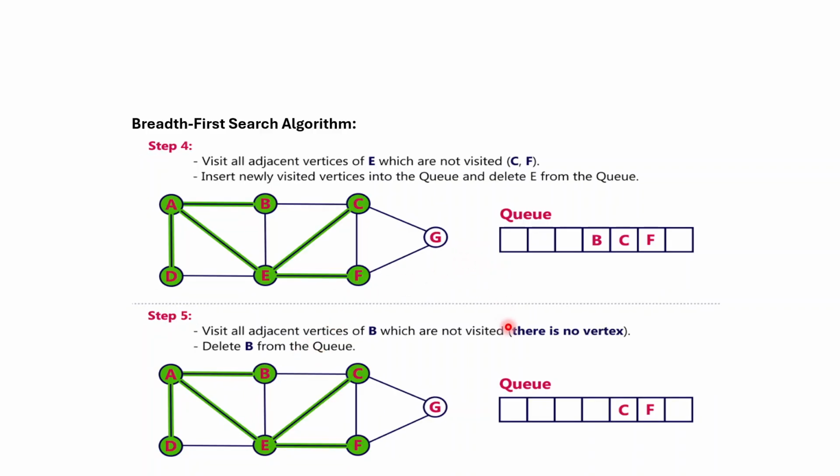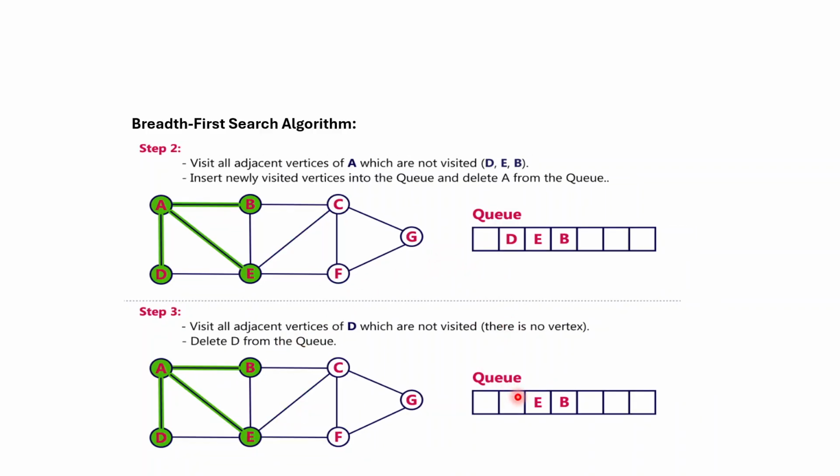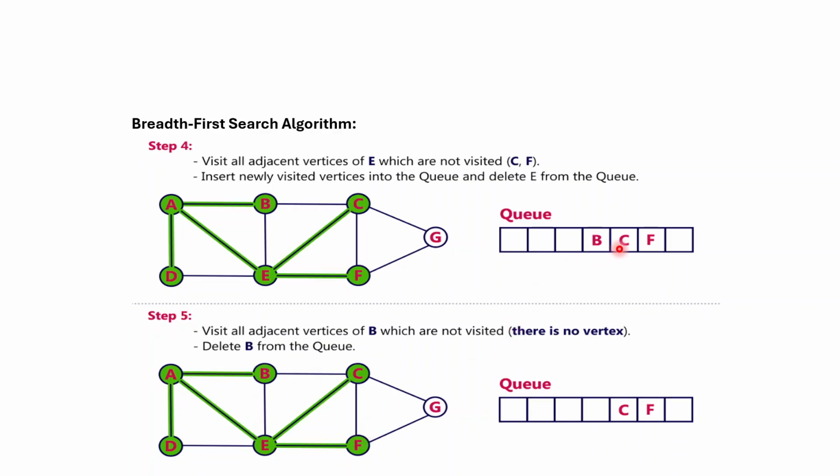Then in the queue, what do we have? We have E. For E, what are the adjacent vertices? D is already visited. A is already visited. B is already visited. So C and F are pending. I will add C and F. So C and F are visited, and I have added them in the queue.